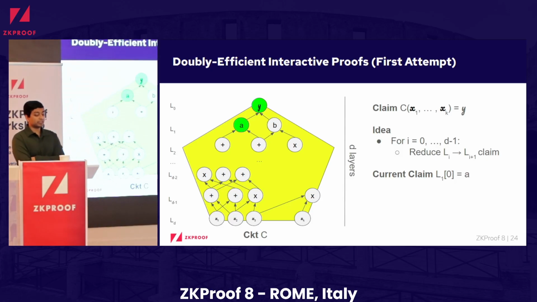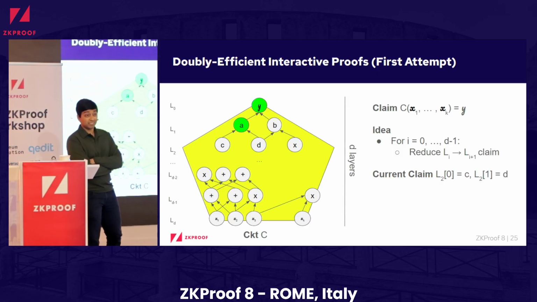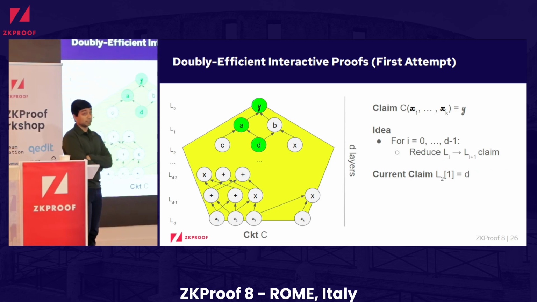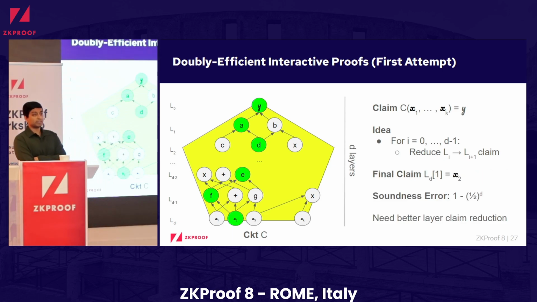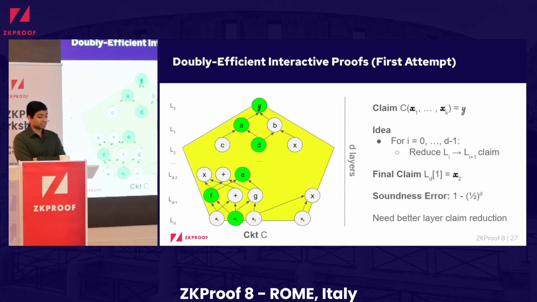And you flip a coin, and you choose to spot check one of them. And then I do it again. I say the inputs to A were C and D. You check that that makes sense. You flip a coin, and you choose to spot check one of them. And you can do this all the way down until you get to a claim about the input layer, which you, as a verifier, know. Of course, this is really bad and has terrible soundness error, because if I ever flip a coin and check somewhere where I didn't lie, then I can cheat you.